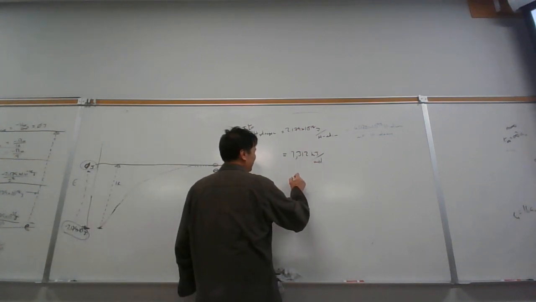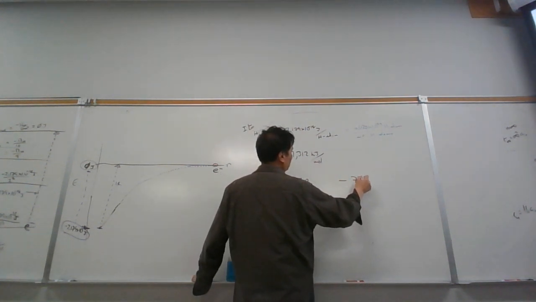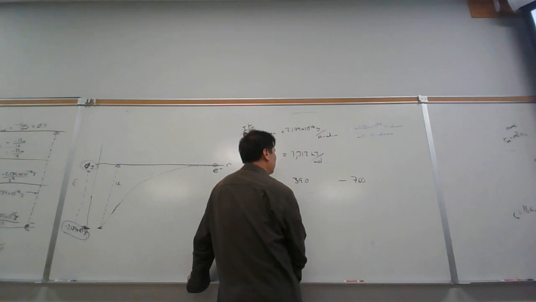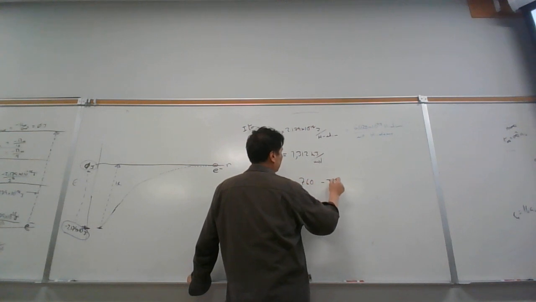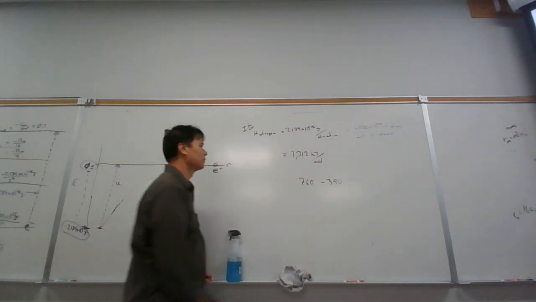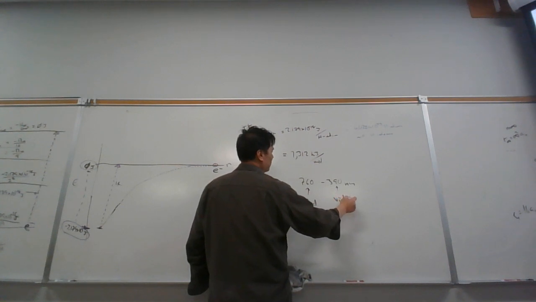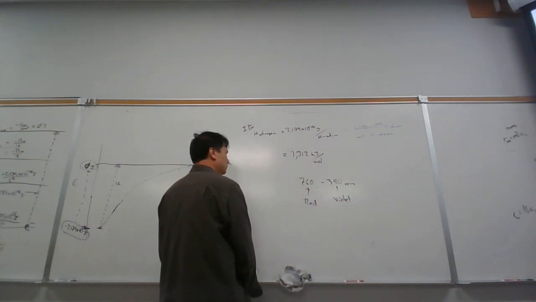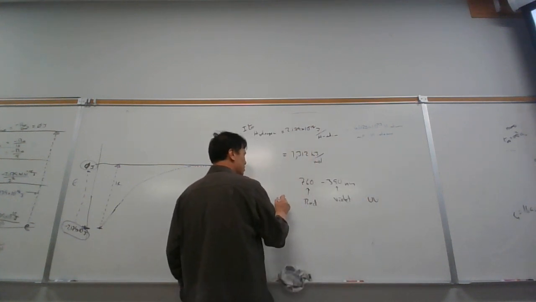Okay, 380 to 760. Actually, let me write it backwards. I'm going to go from 760 to 390. What color light is 760 nanometers? Red. And 390 will be violet. So wavelengths shorter than 390 should be in ultraviolet, and wavelengths longer than 760 should be in infrared.